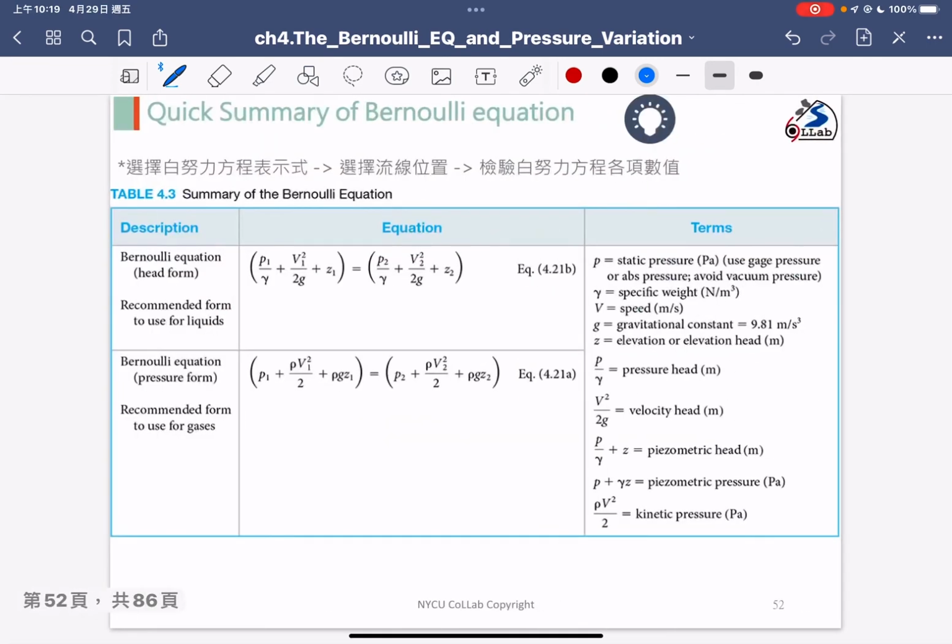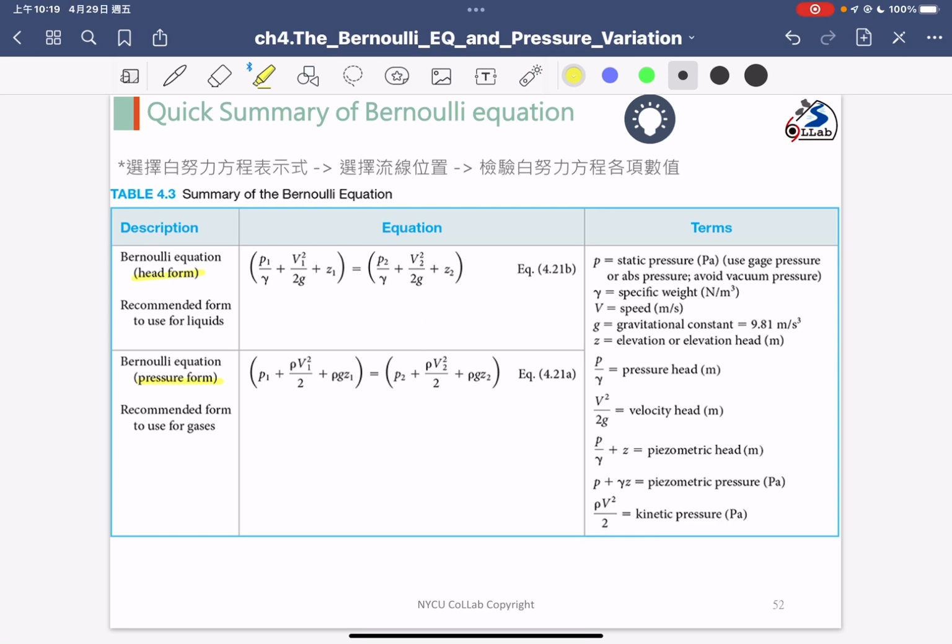Okay, so this is a very interesting idea when we apply the idea in class to drinking wine. The table just summarizes the two important formulas for the Bernoulli equation. The first one is the head form, and the second one is the pressure form. The two formulas express the same idea, but depending on what parameters you have in your questions, you can apply the different formulas.